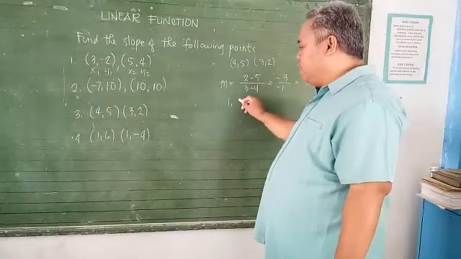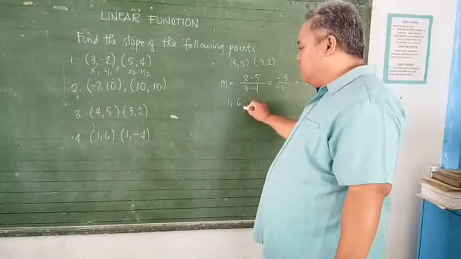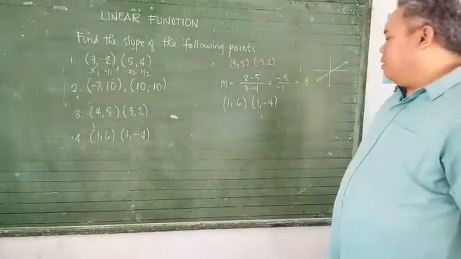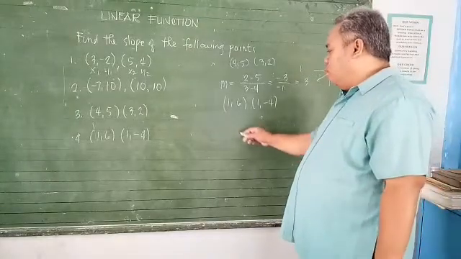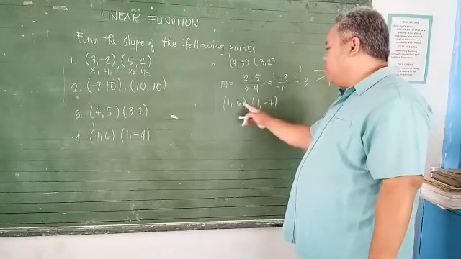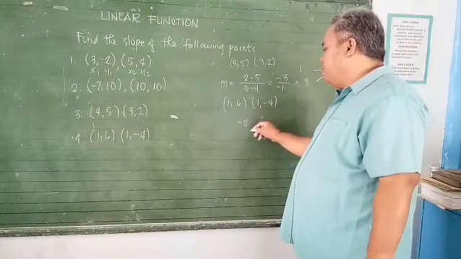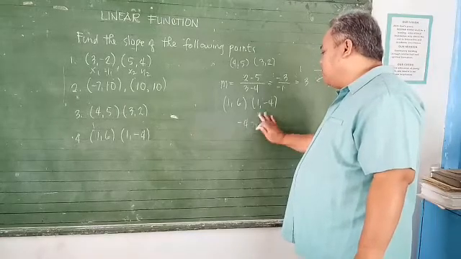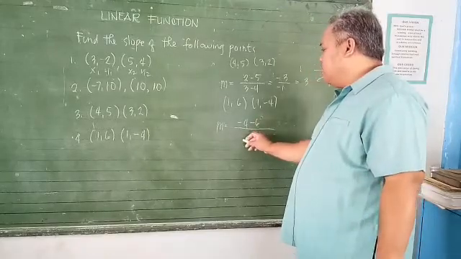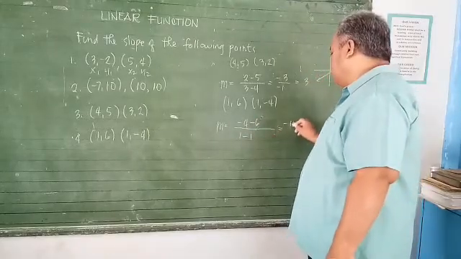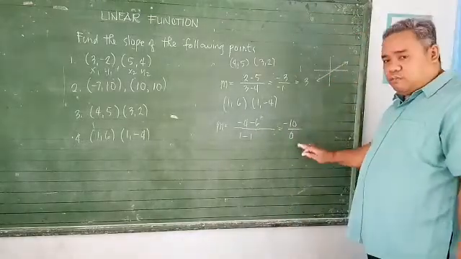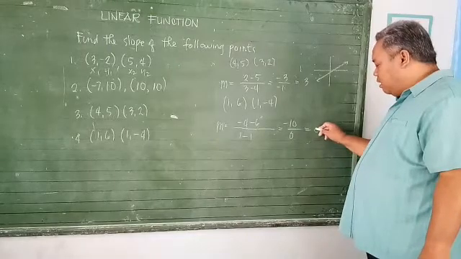For number 4, we have (1, 6) and (1, negative 4). So y sub 1 minus y sub 2, that is negative 4 minus negative 6, which is negative 10. And this is 1 minus 1. So this is negative 10 over 1 minus 1, which is 0. So this is undefined. There's division by 0. The answer is not 0, the answer is undefined.